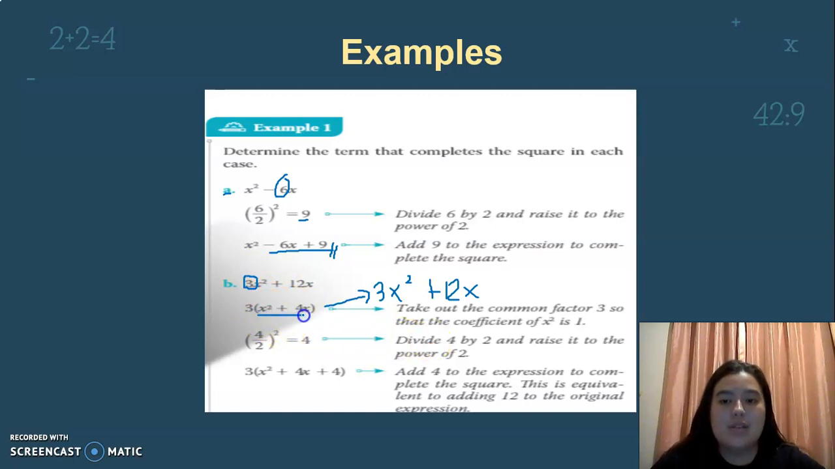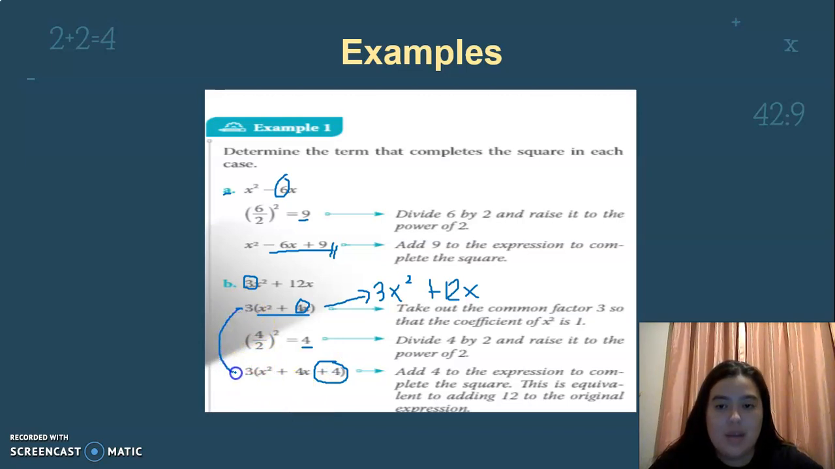Then our solution will be this one, x^2 + 4x. And 4 will be divided by 2 and raised to the power of 2. So we copy 4, divide by 2, and then to the second power. 4 divided by 2 is 2, and 2 squared equals 4. Now we have to add 4 to the expression to complete the square. And this is equivalent to adding 12 to the original expression, okay? If you see, I added 4, but now we have to multiply by 3. If you see, we have 3 here.